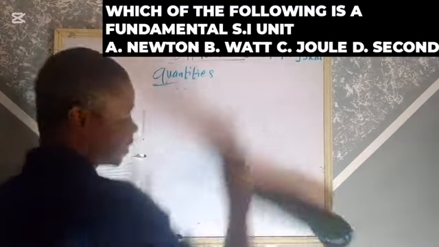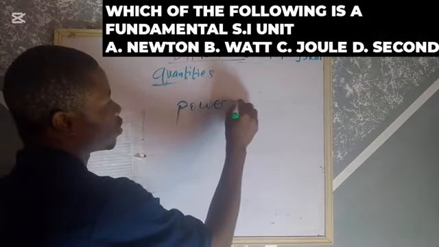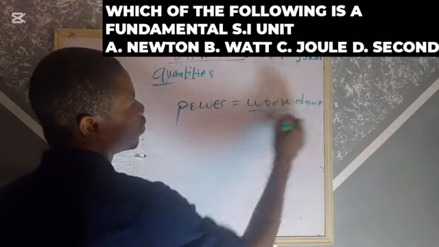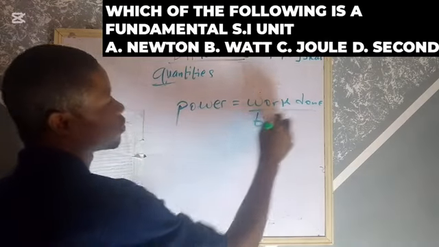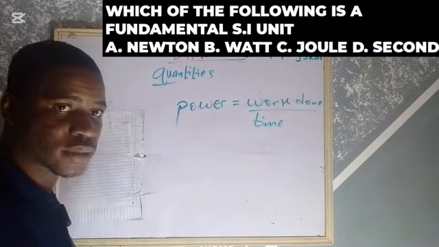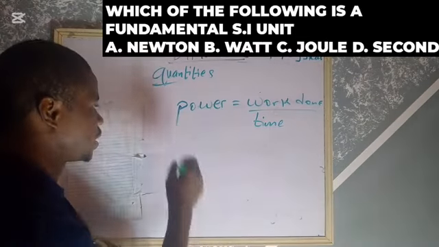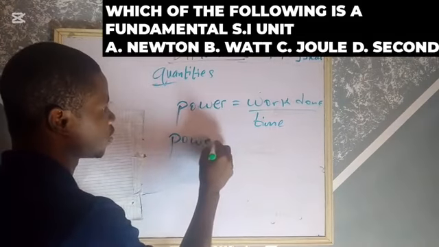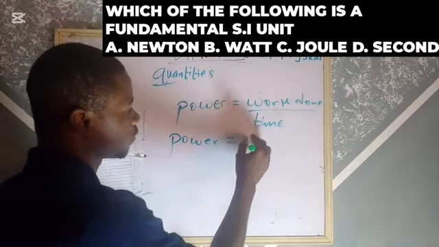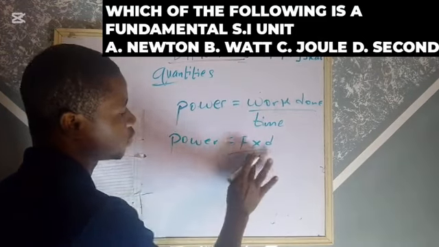So my writing is: power equals work done over time taken. So you can see that power is derived. Power itself is derived. How is it derived? So you have your power. What is work done? Work done is force times distance. Force times distance all over time. Let me just use T.